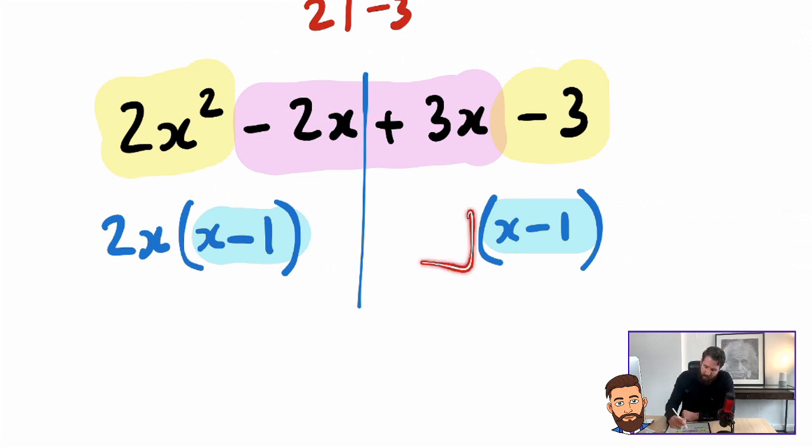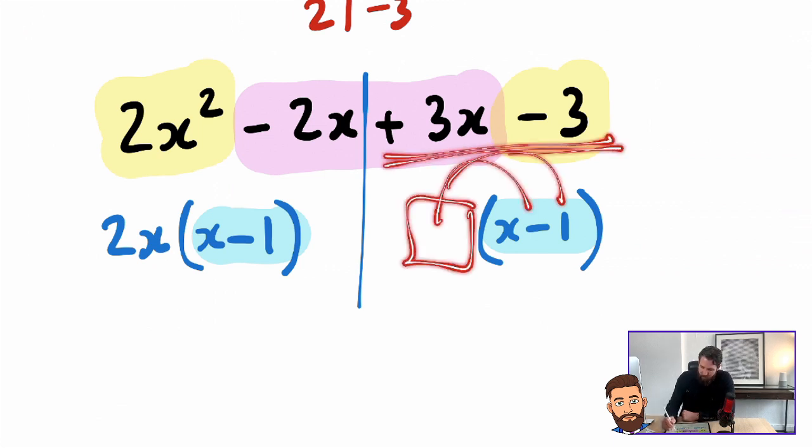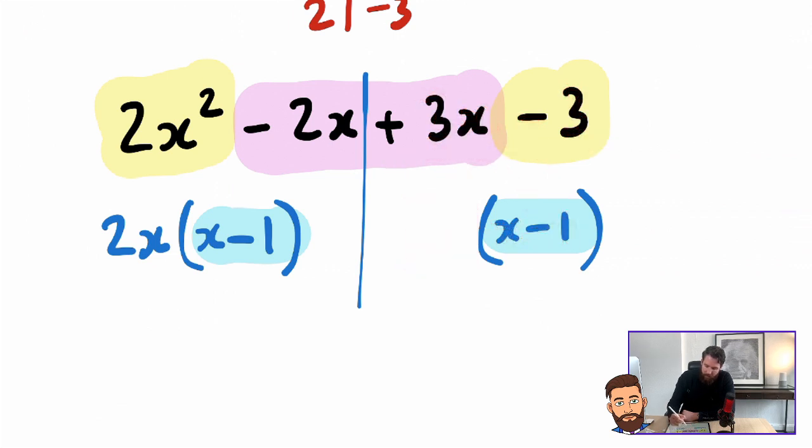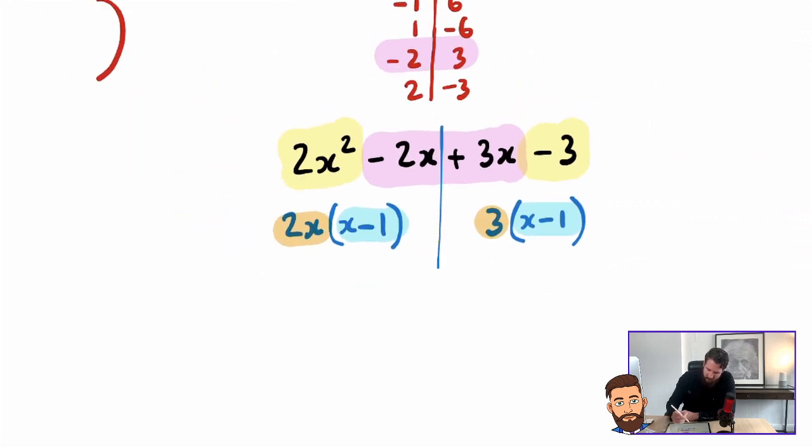What would need to be on the outside of this bracket to make this true? What would you times x by to get 3x? Well, 3. What would you times minus 1 by to get minus 3? 3. So 3 is what we can put here. So our leftovers are going to be the 2x and the 3. So my two brackets from this question, I can say therefore 2x plus 3 and x minus 1.